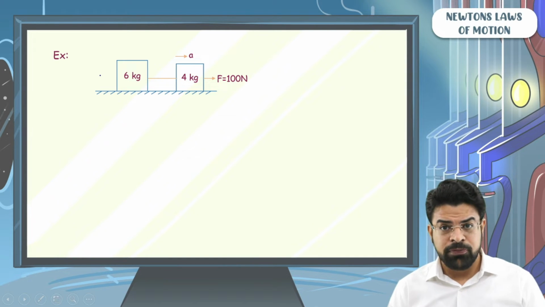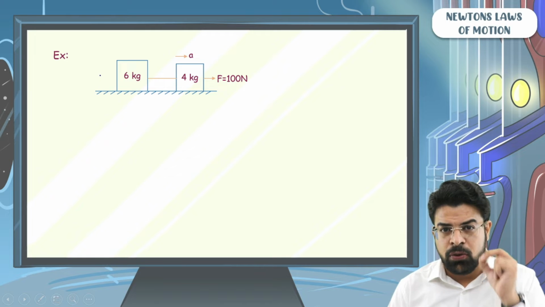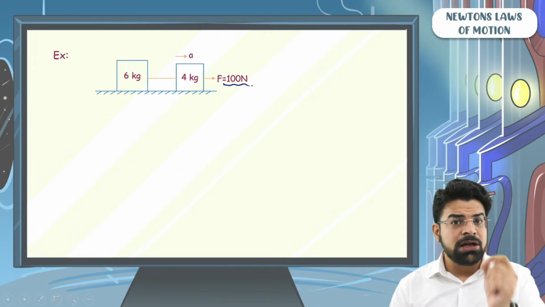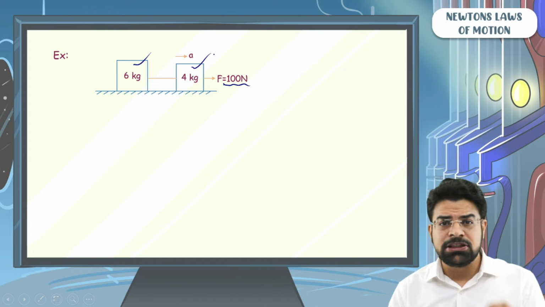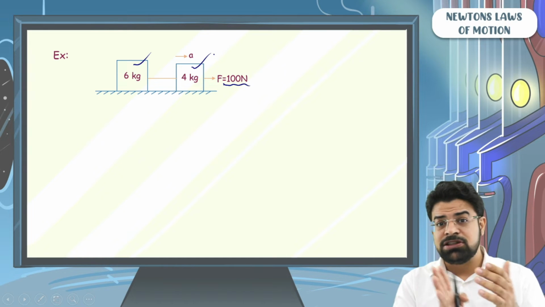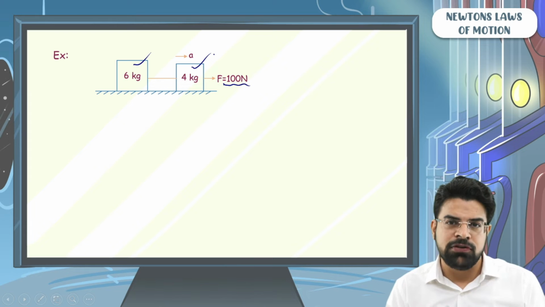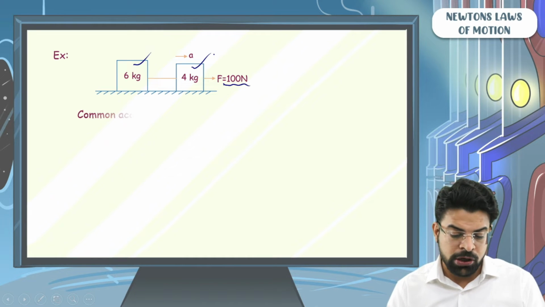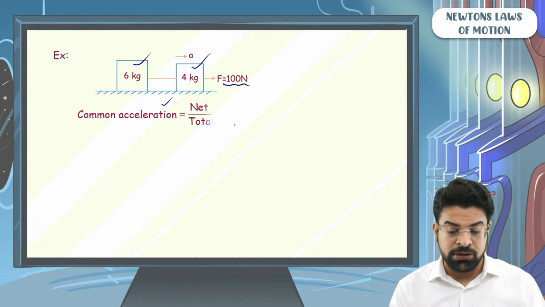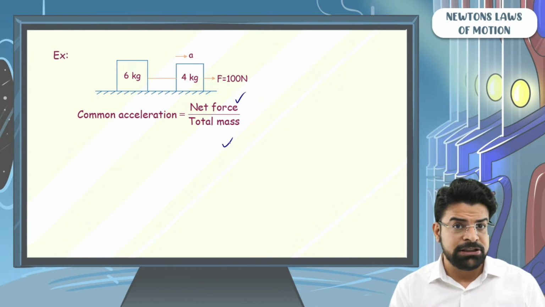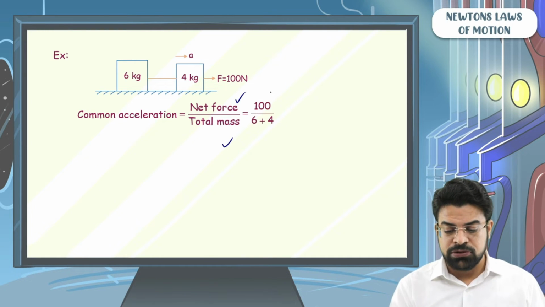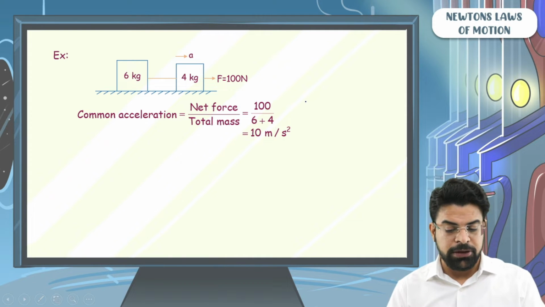And I will say the net external force on this whole system is 100 Newton. The mass of this whole system is 6 kg plus 4 kg, that is 10 kg. So the common acceleration of this system has to be the net external force 100 upon the total mass of the system, that is 6 kg plus 4 kg. So we get the common acceleration equal to net force upon total mass, that will be 100 by 6 plus 4, 10. So that comes out to be 10 meter per second square.